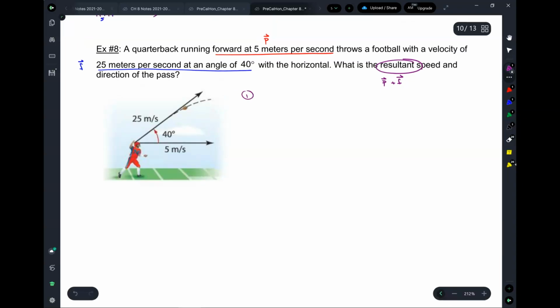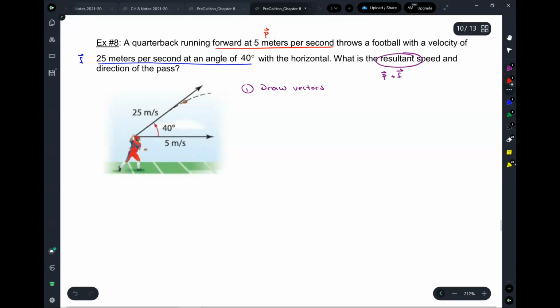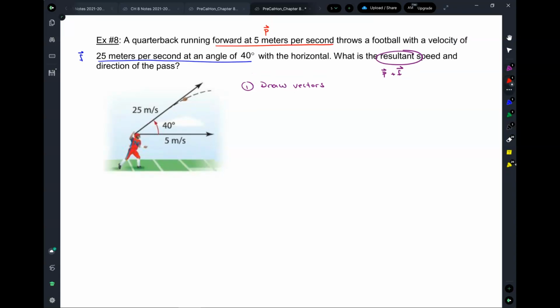No, P is the vector for the player, F for the football. So first what you want to do is draw the vectors and the resultant. Okay? So what's the P vector? The P vector, that's the player. He's going forward at 5 meters per second. So forward at 5 meters per second, like this.